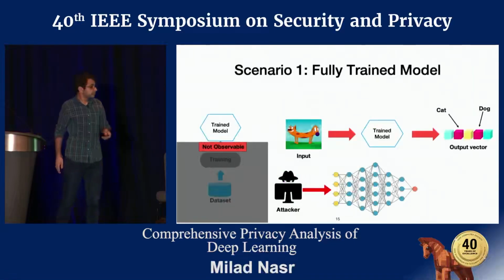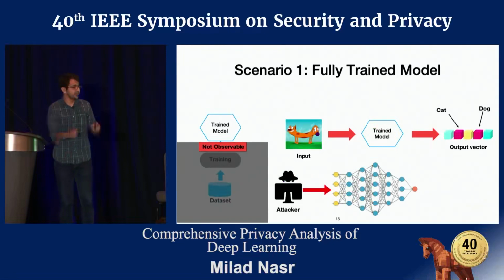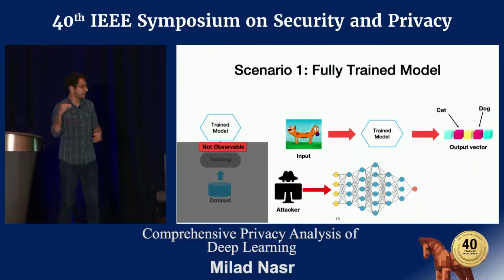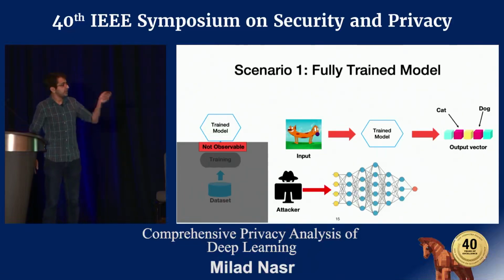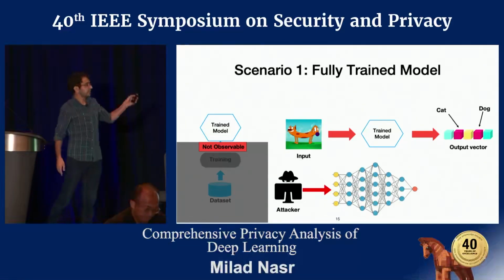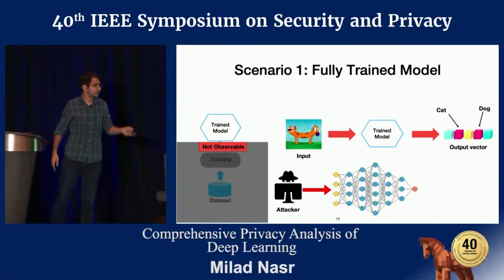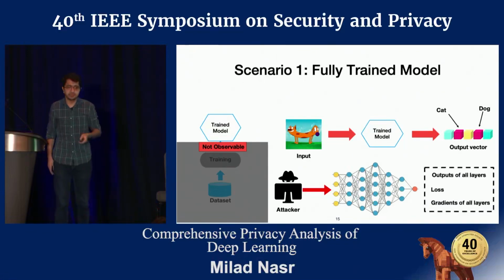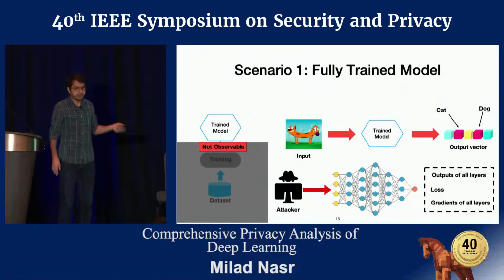And so we applied our attacks in different scenarios. I will give you three of the main ones here, but we have more attacks in our paper. The first one is the fully trained models. The attacker cannot observe the training instances. He can only observe the fully trained model, and he will compute the outputs, loss, and gradients of the model, as we explained. And he wants to use that to launch a membership inference attack.